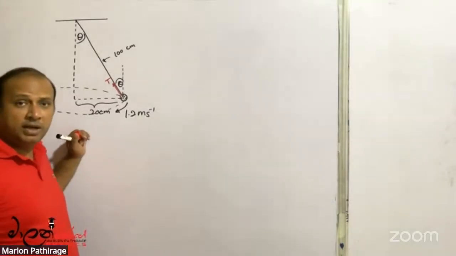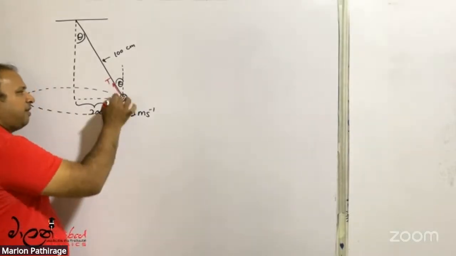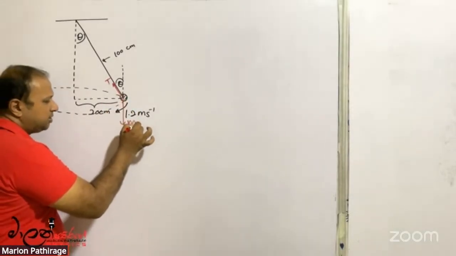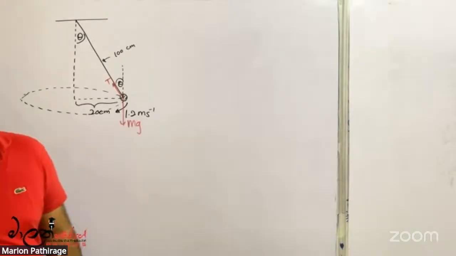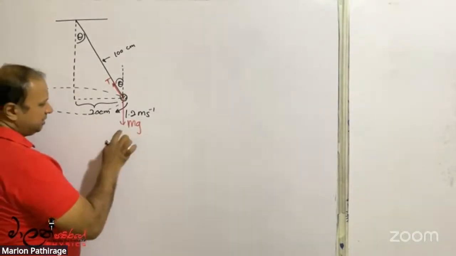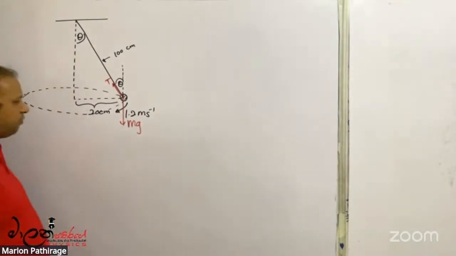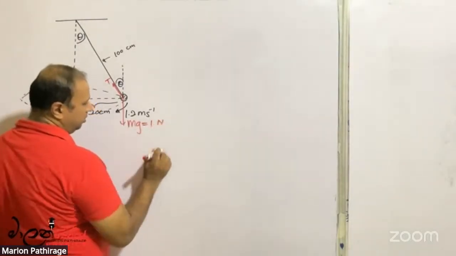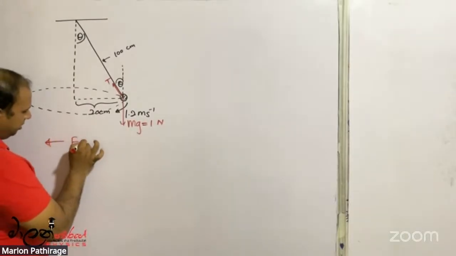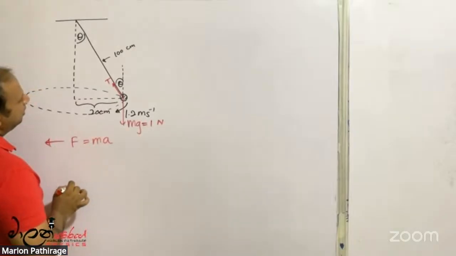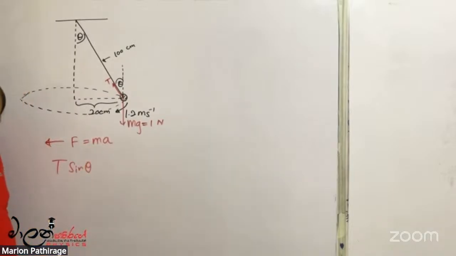Now, as I mentioned earlier, you have to mark all the forces exerted on the moving object. The tension force is one force, the other force is mg. Those are the only forces exerted on the moving object. m is 0.1 kg, which means mg is 1 Newton. So if I apply F equals ma on this side, T sine theta, I have a tension force.